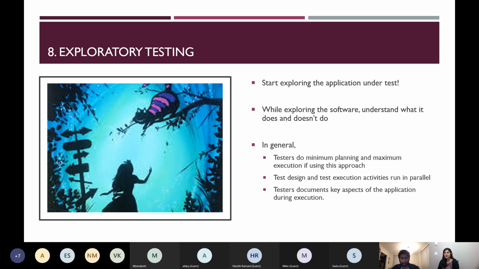Again, as I mentioned, it's not structured. That means some activities may be happening in parallel or too close to each other, and not at set intervals. I think I'm hearing an echo, but okay. It doesn't seem that the test design should necessarily complete before moving into test execution. And then testers can document key aspects of the application during execution.